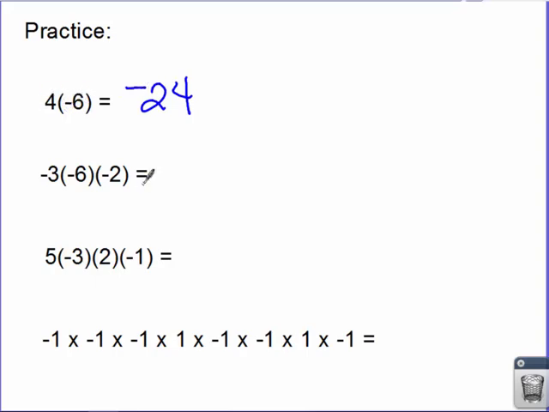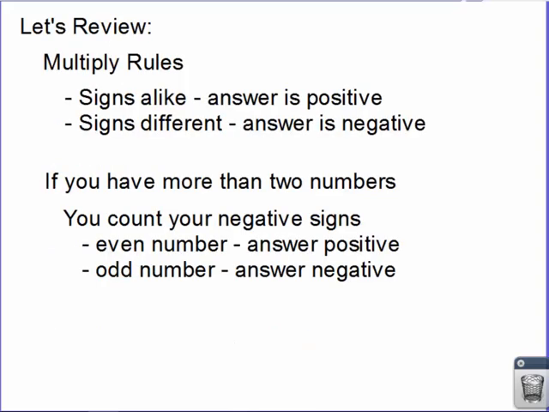But what if I have multiple numbers? Well, if you have more than 2 numbers, then step number one is you multiply your numbers together. Step number 2 then is you count your negative signs. If you have an even number of negative signs, they all pair up, and they'll become a positive answer. If you have an odd number, you're going to have one that's left out, and it's going to give you a negative as an answer.